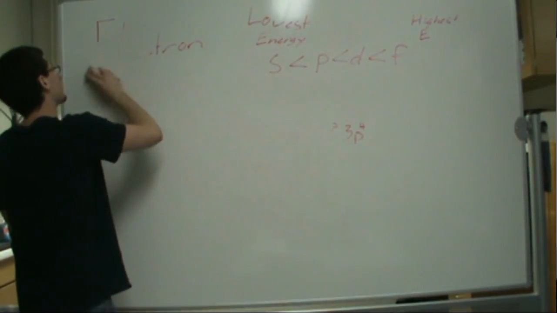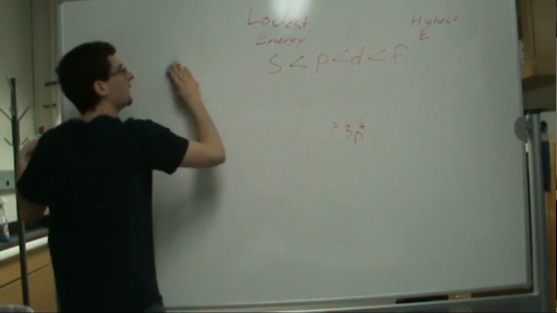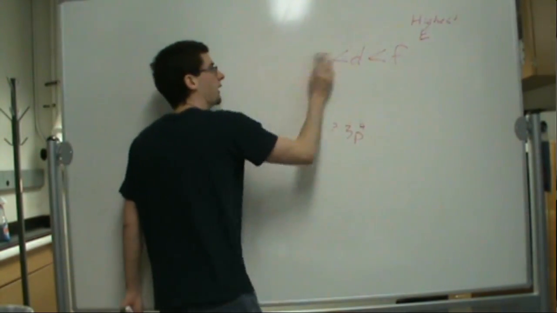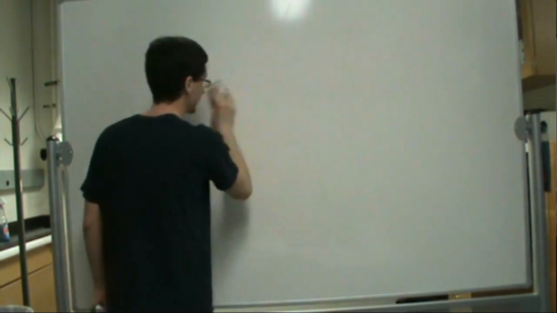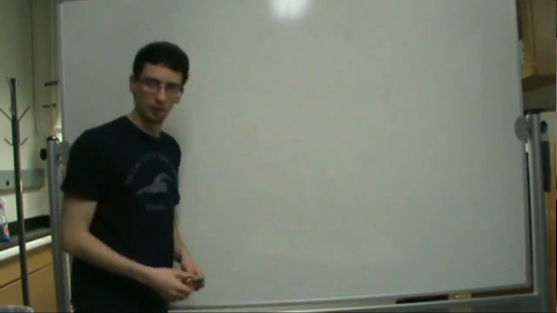The d states have 5 orbitals that are degenerate. So 5 orbitals that are the same energy. So let's look at something simple.